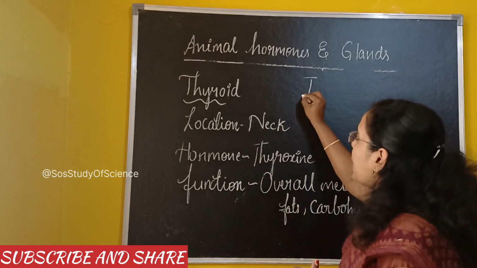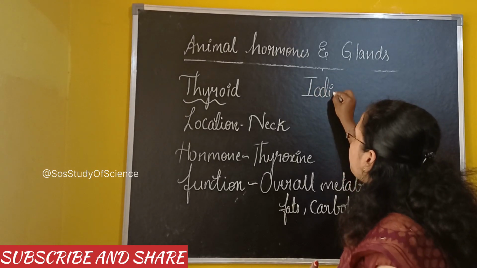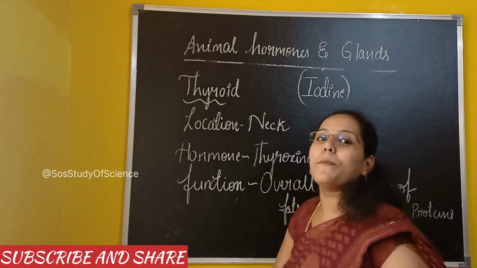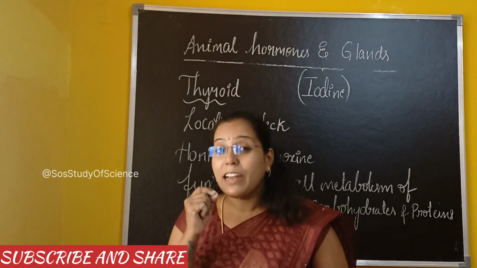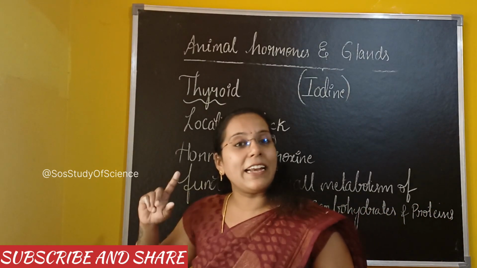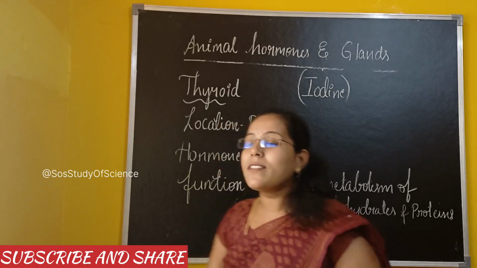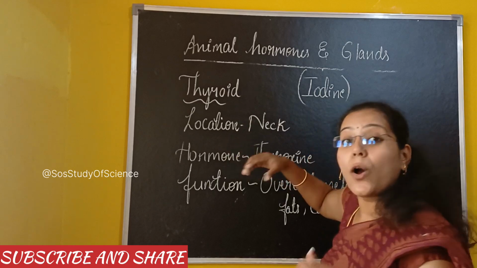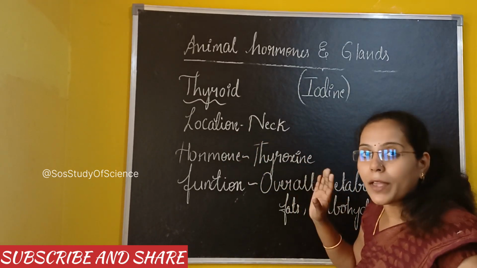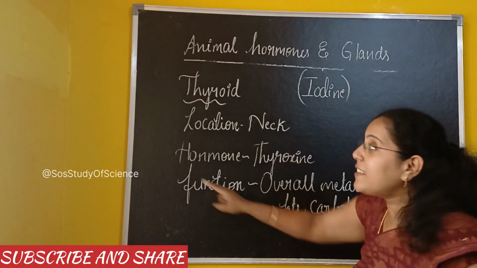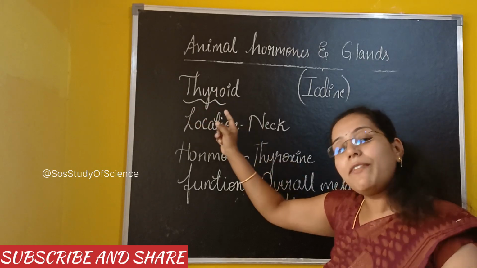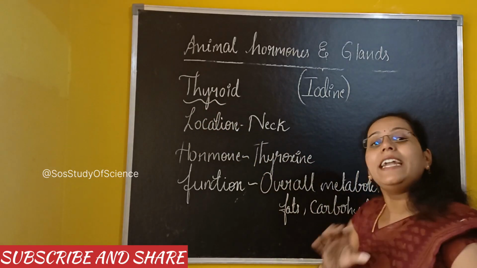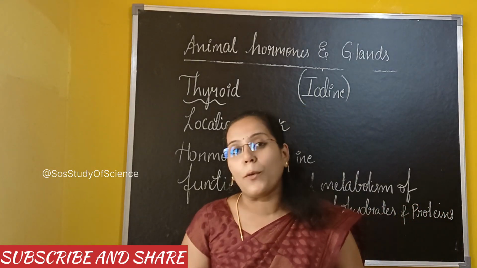It is the iodine. So iodine plays a very important role in our body. If you do not consume the required amount of iodine, then definitely you will face problems related to the thyroid gland. Why? Because this iodine will activate the thyroid gland to secrete or release thyroxine hormone. Okay, thyroxine hormone is released by the thyroid gland. But who is activating this gland to release thyroxine hormone? It is the iodine.